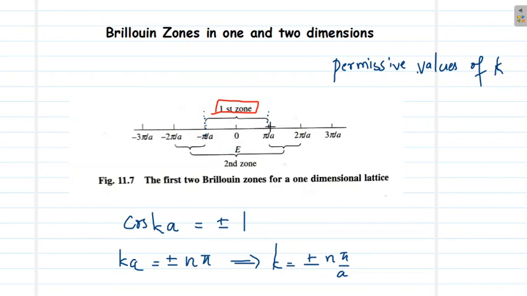Then from pi by a to 2 pi by a, all the K values are permitted, but at the value of 2 pi by a, there is a discontinuity. Similarly, at minus 2 pi by a, there is another discontinuity. So the regions from minus pi by a to minus 2 pi by a and plus pi by a to plus 2 pi by a constitute the second Brillouin zone, and those are the second permitted values of K. Similarly, there are the third Brillouin zone, the fourth Brillouin zone and so on. So these values of K where discontinuities are seen are the boundaries of the Brillouin zone in the one-dimensional case.